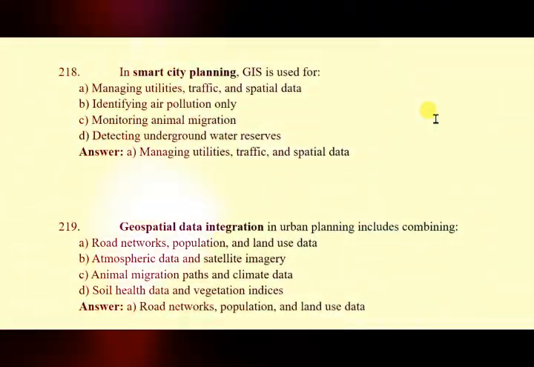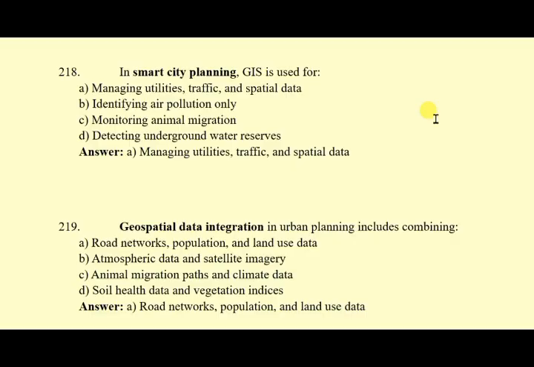Question 218. In smart city planning, GIS is used for managing utilities, traffic and spatial data, identifying air pollution only, monitoring animal migration, detecting underground water reserves. Here the right answer will be managing utilities, traffic and spatial data.